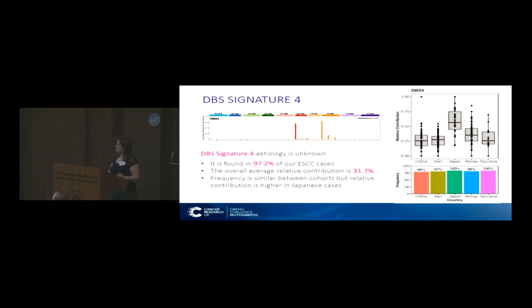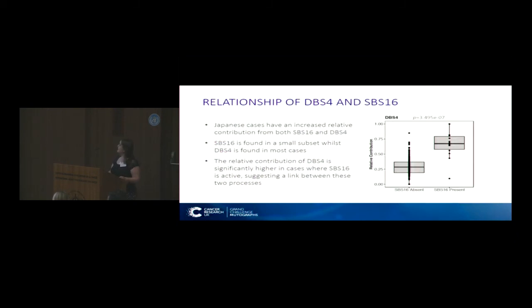So we have now a situation where we've got increased attribution to signature 16 and DBS signature 4, both in the Japanese cohort. So we thought to ourselves, is this linked in some way? And in fact, it is. So if you have signature 16 present, you have a much higher attribution from dinucleotide signature 4. We don't know what this means yet, but it suggests that there is some form of link between these two processes. And it's true whether you look at the overall cohort, which is shown here, or if you look just in the Japanese cohort.